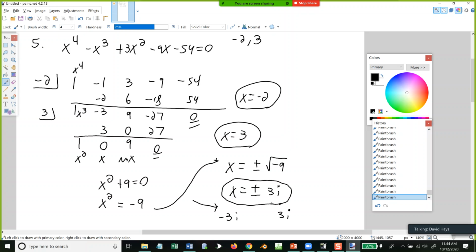These come in pairs. Your i's come in pairs. So if you have a -3i, you'll have a positive 3i. If you have a -4i, you'll have a positive 4i. So they're conjugates is what that's the name of that is. But keep that in mind.